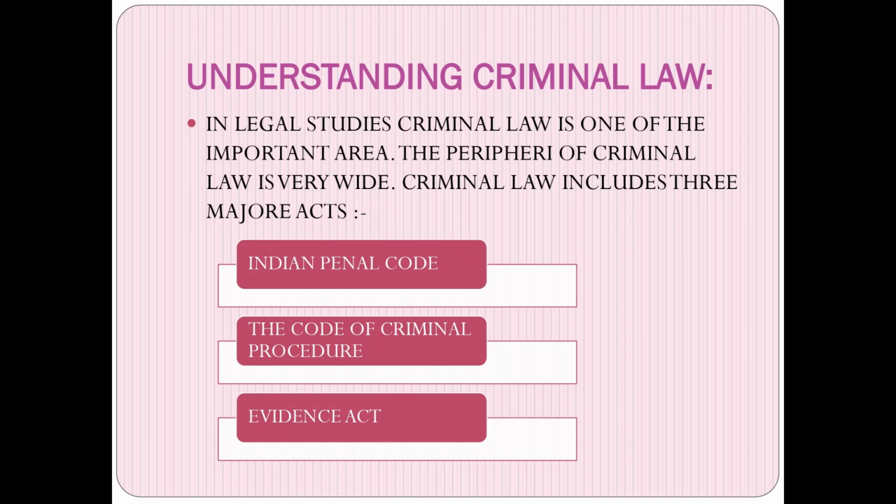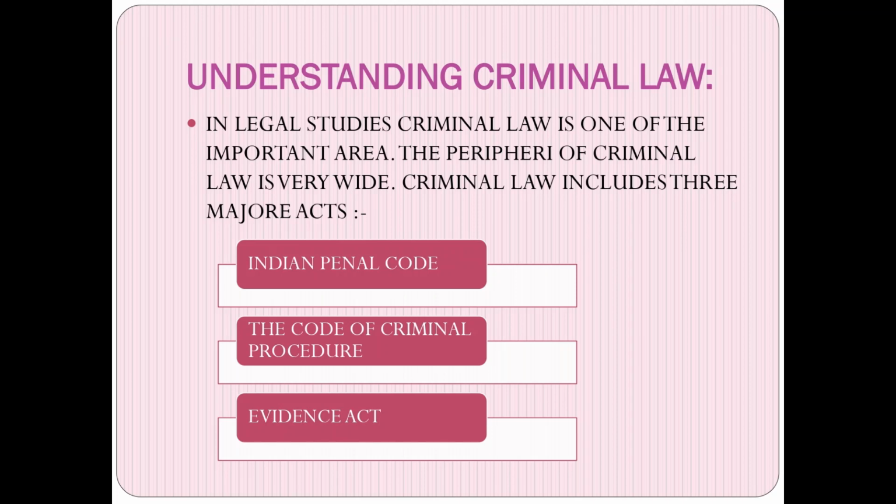So today's topic is understanding criminal law. In legal studies, criminal law is a very important area and the periphery of criminal law is very wide. It includes three major acts, that is the Indian Penal Code, then comes the Code of Criminal Procedure, and then the Evidence Act. These three acts connote the periphery of criminal law.